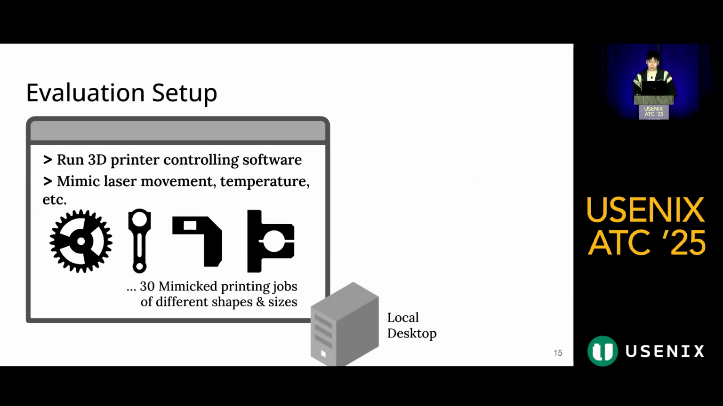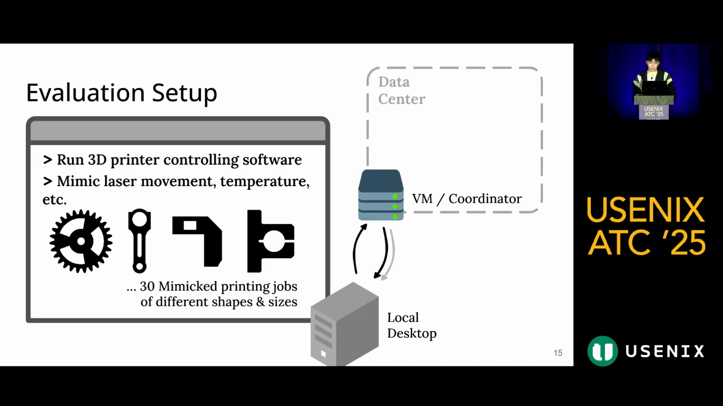To set up an evaluation, we set up a local desktop that runs 3D printer controlling software, mimicking the laser movement and temperature as if a real printer is running. We evaluated 30 mimicked printing jobs of different shapes and sizes. The local desktop talks to a VM in the nearest data center, and as the coordinator, the VM sends requests and relays signals from serverless workers back to the computer.